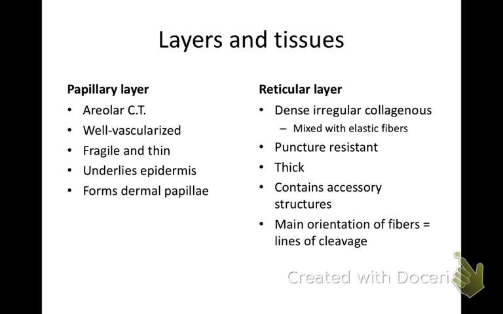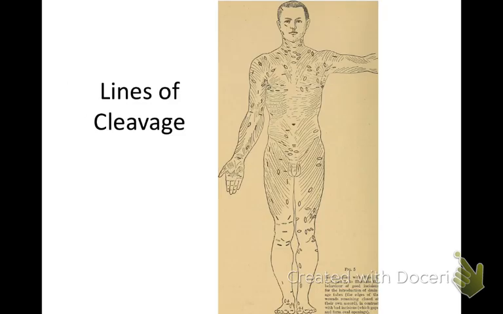So look at the palmar surface of your hand. Look not at your hand, but your fingers. Look at the longitudinal kind of lines that run along the ventral surface of your fingers. Those are lines of cleavage. And the lines of cleavage are simply the predominant direction of collagen fibers in that part of the body. And we map these because surgeons need to know which way to make incisions.